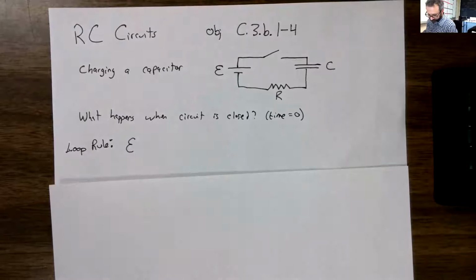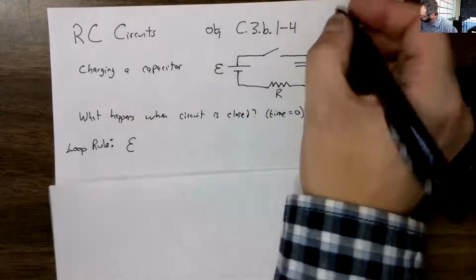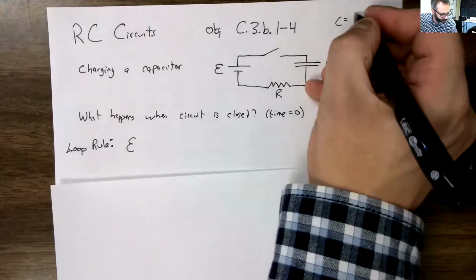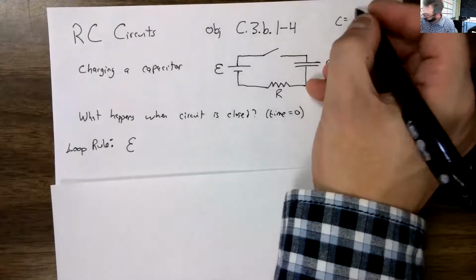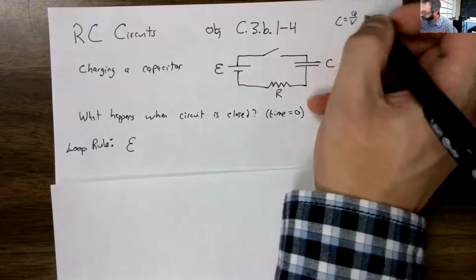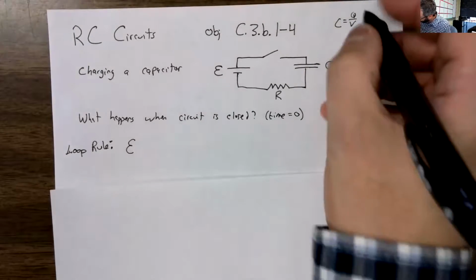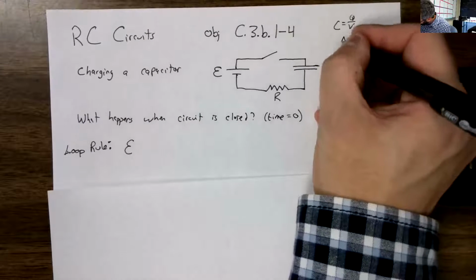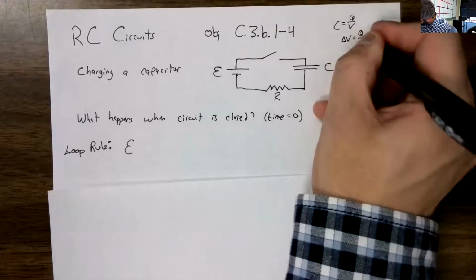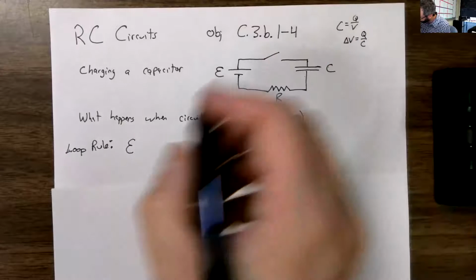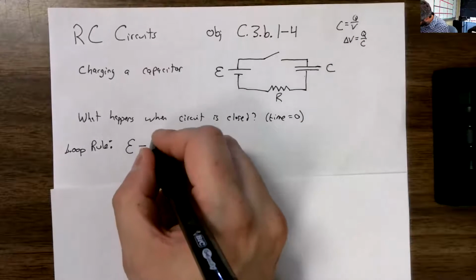What's going to be the potential difference across the capacitor? We remember that it's going to be the charge divided by capacitance, right? Because we know capacitance is the charge over the potential. So our potential drop across the capacitor is going to be Q over C, right? And we're going from a higher potential to a lower potential, so we get a minus sign there.